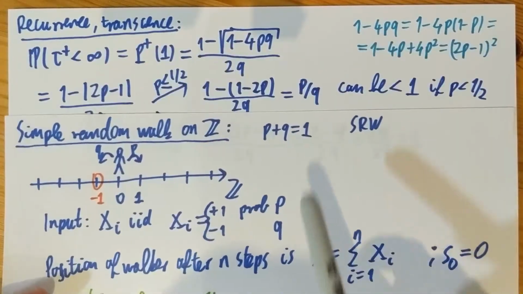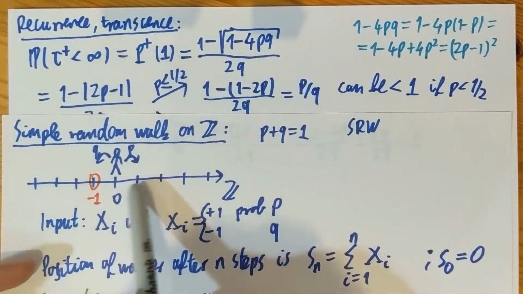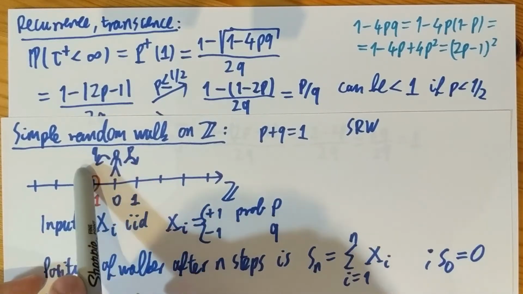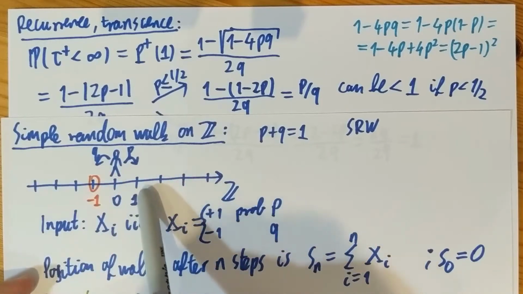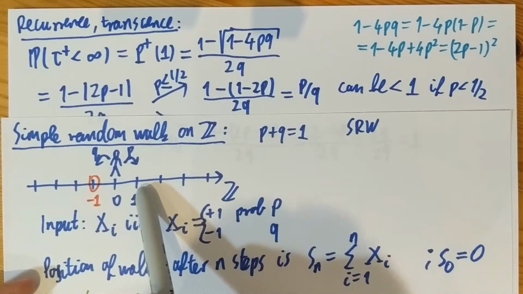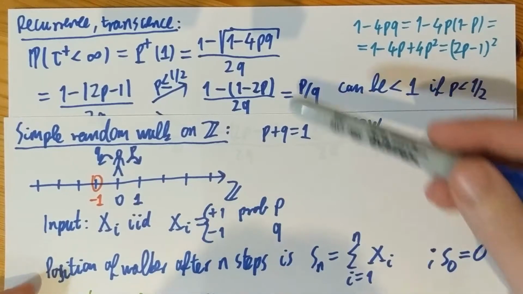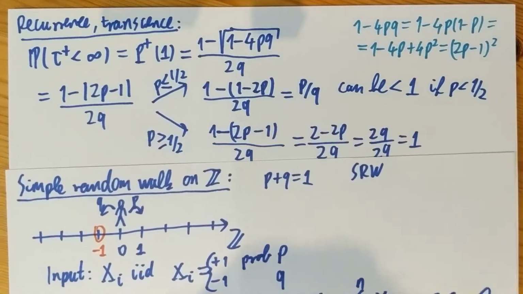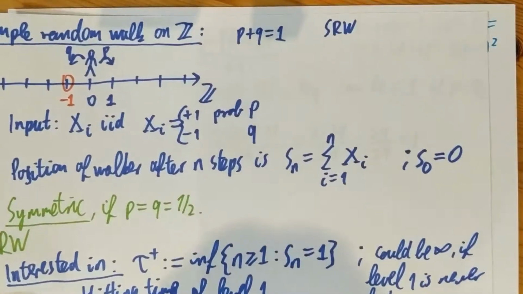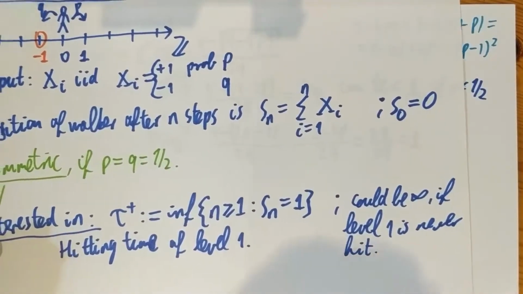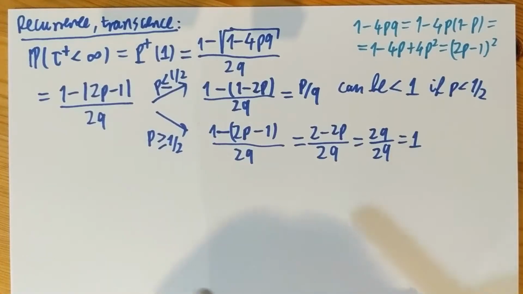In this case, it is not probability 1 that the walker will ever hit level 1. There is a positive chance that the walker starts off to the left and never comes back to hit level 1. They might come back to the origin, but will never come back to hit level 1, with probability 1 minus p over q. With that probability, tau plus is infinite. Tau plus is infinite when level 1 is never hit.